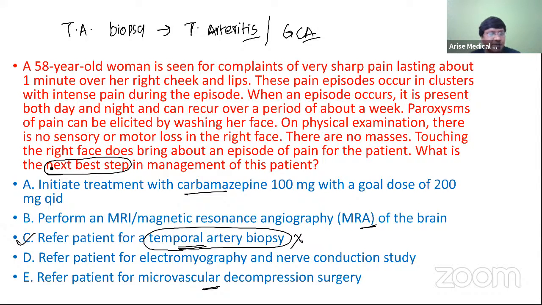We are very clear with the diagnosis. When we are very clear with the diagnosis, you give carbamazepine directly. Why do you want to do MRI of the brain and waste the money of the patient? Please don't do that.